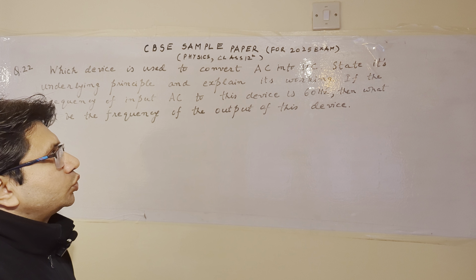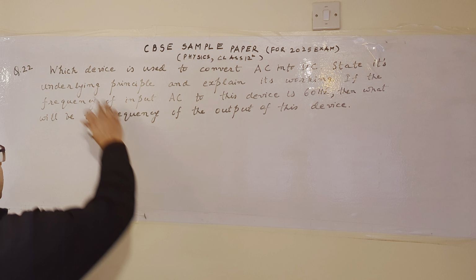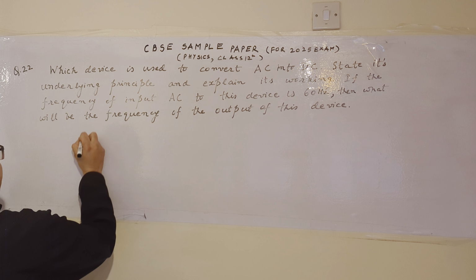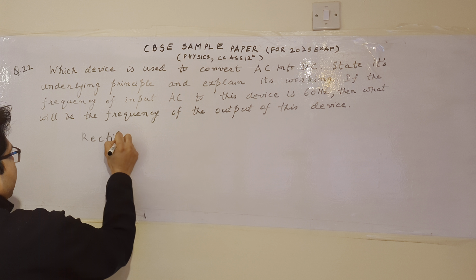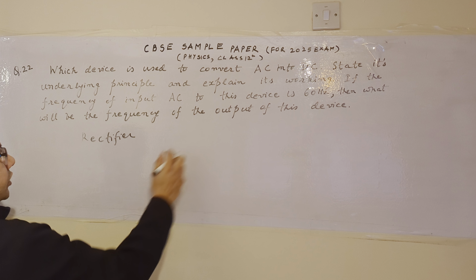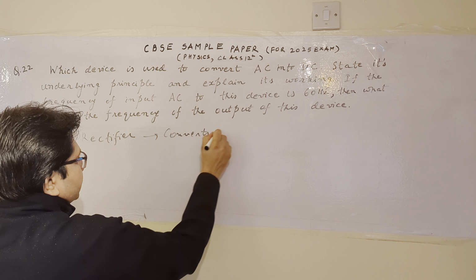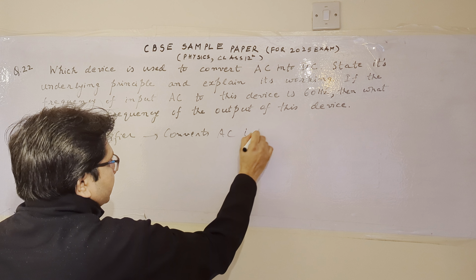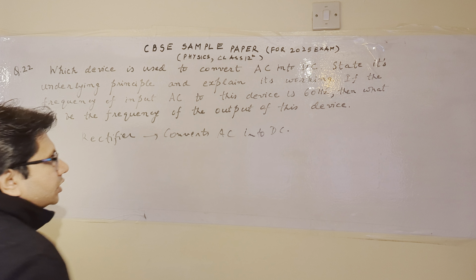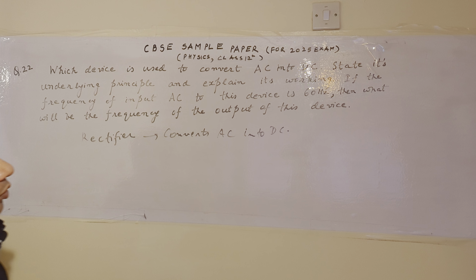The rectifier is used to convert the AC to DC. So the answer of the first line is rectifier. Rectifier converts AC into DC. This is the answer of the first line of the problem.